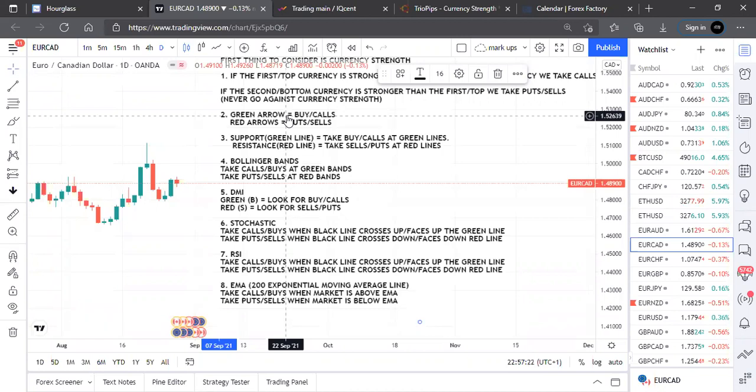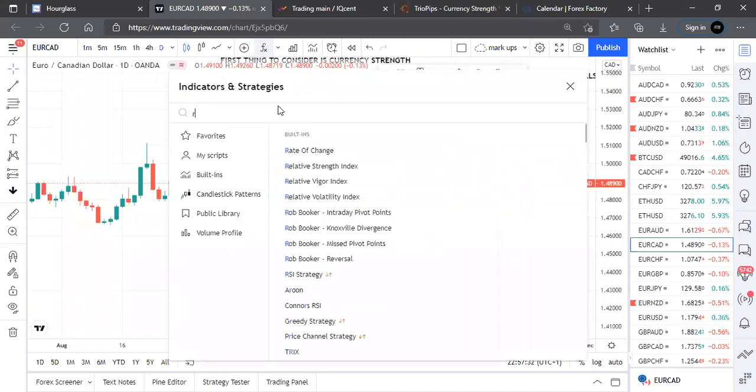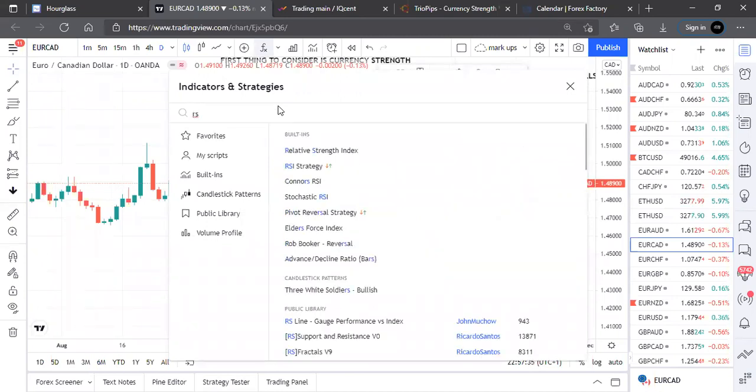So Benita, what's the full meaning of RSI? Relative Strength Index. Let me look for it here. RSI, look at it up there. Relative Strength Index. This is the meaning of RSI.